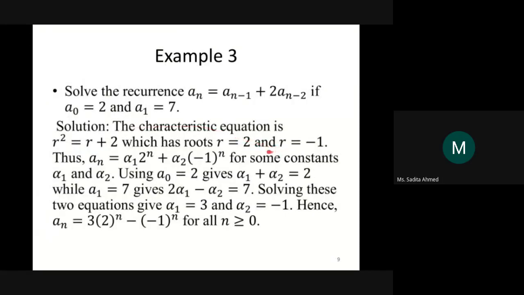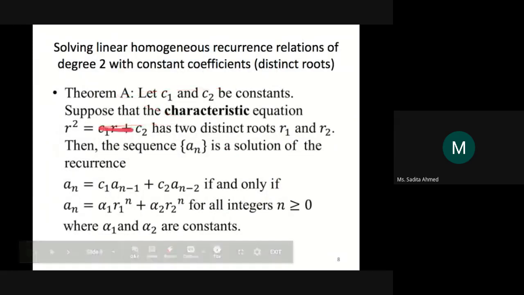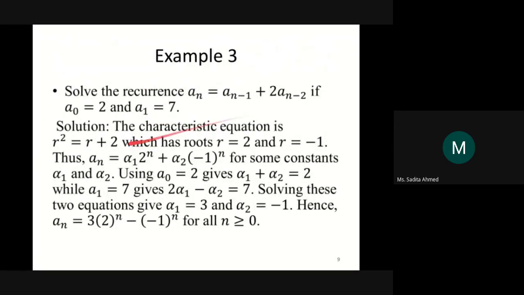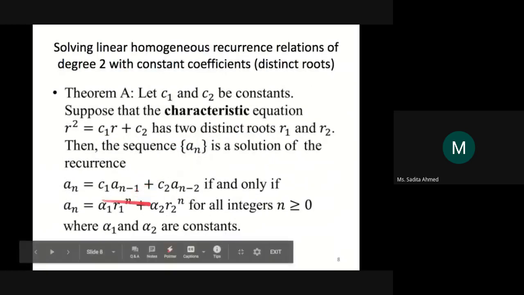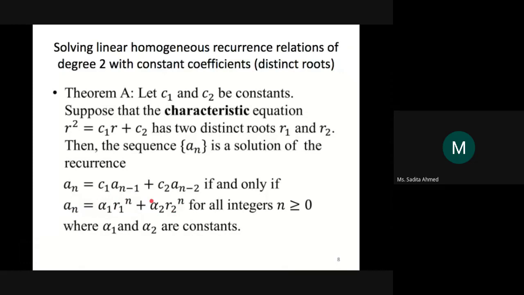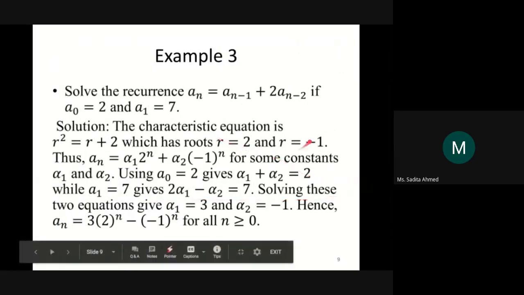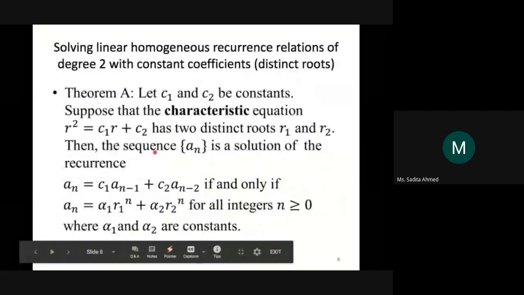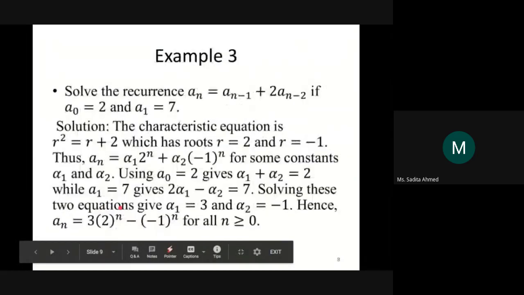Since there are two distinct roots, we can use this theorem. The basis of this theorem is that there has to be two distinct roots for the characteristic equation, and we have that. So we will use this equation to define An: An is equal to alpha 1 into r1 to the power of n plus alpha 2 into r2 to the power of n. We know the values of r1 and r2, so we just put them here. It transforms into this equation: An is equal to alpha 1 into 2 to the power of n, the first root, plus alpha 2 into minus 1 to the power of n, the second root. So far, is everyone with me?